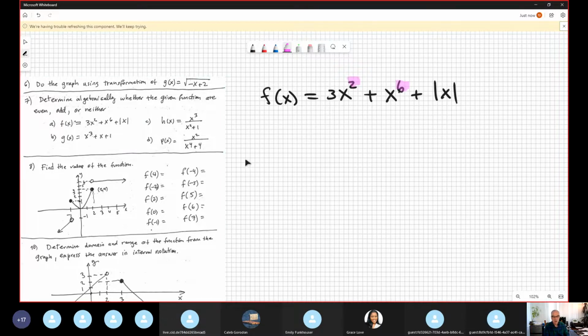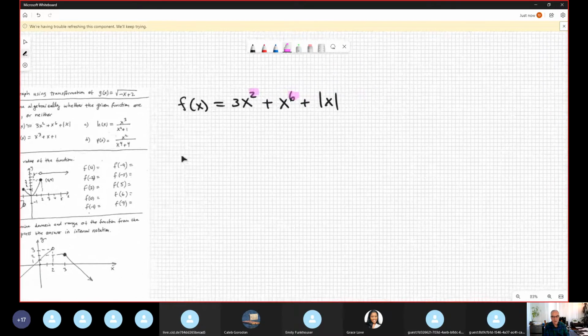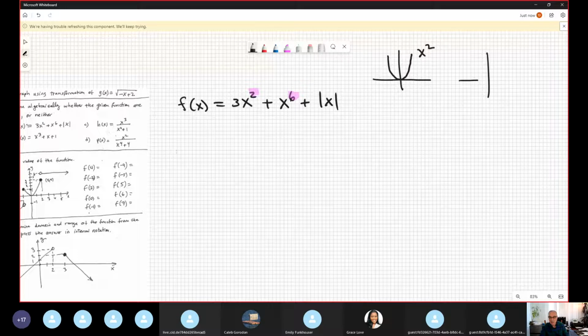You need to be familiar with this. Any polynomial or power function with an even exponent looks like that. This is the classical parabola x squared. X to the 6th is very similar, a little bit more flat in that part. This is x to the 6th power. It is obvious that this is even. Alone, this is even alone.